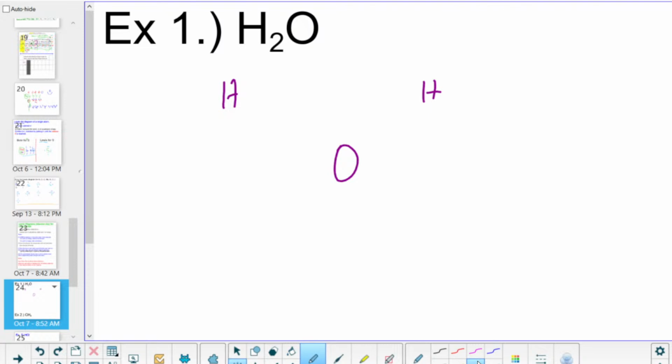So, hydrogen, might as well, has how many valence electrons, please? Let's go with Naomi. 1. So we put 1 there and 1 there. Why, if it's 1, do you put it to the side or above? It doesn't matter.